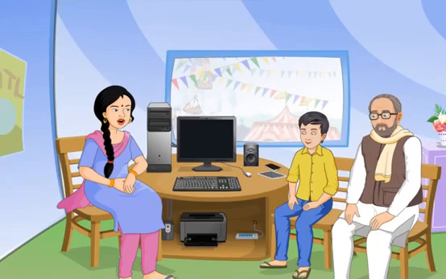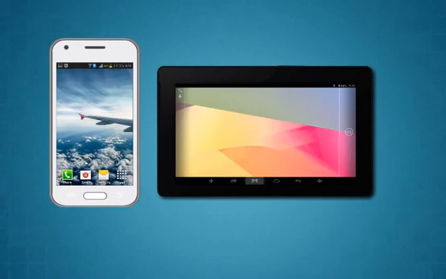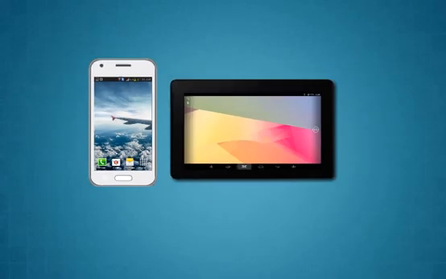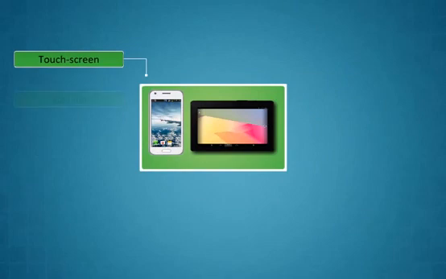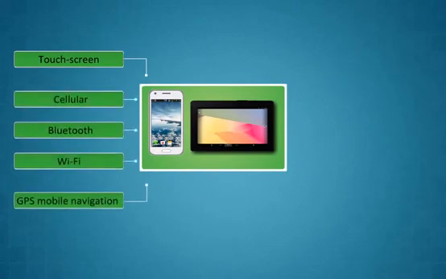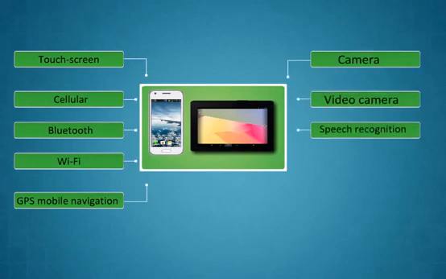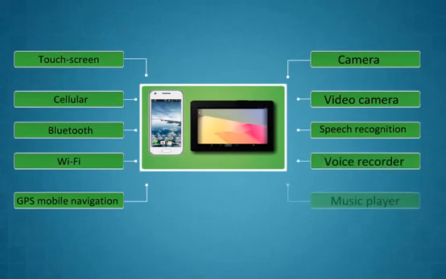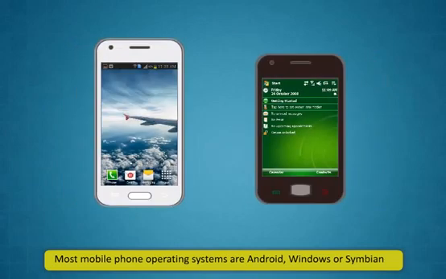Didi, do mobile phones and tablets also have operating systems like computers? Yes, Rohan. Nowadays, mobile phones and tablets combine the features of a personal computer's operating system with other features including touchscreen, cellular, Bluetooth, Wi-Fi, GPS mobile navigation, camera, video camera, speech recognition, voice recorder, music player, and other features. Most mobile phone operating systems are Android, Windows, or Symbian.